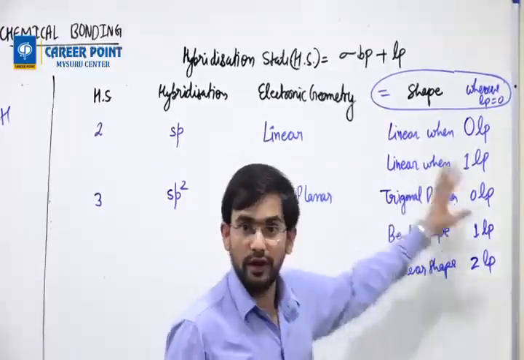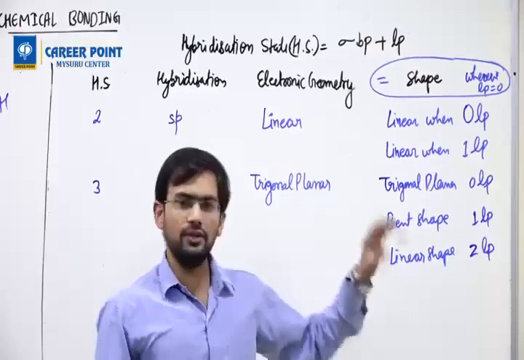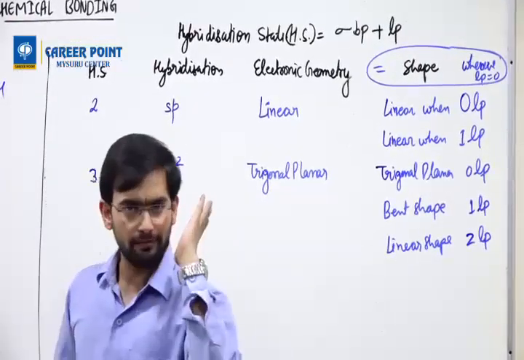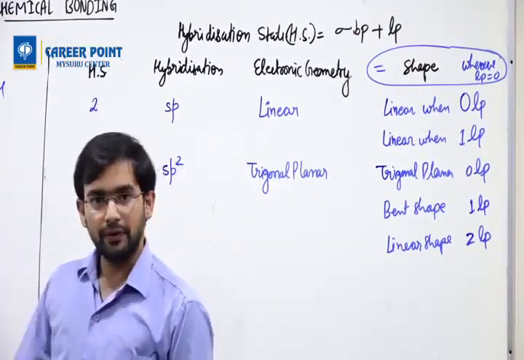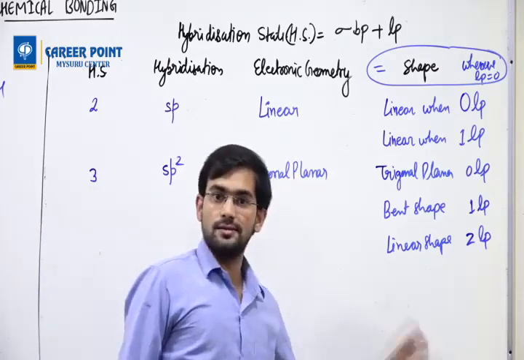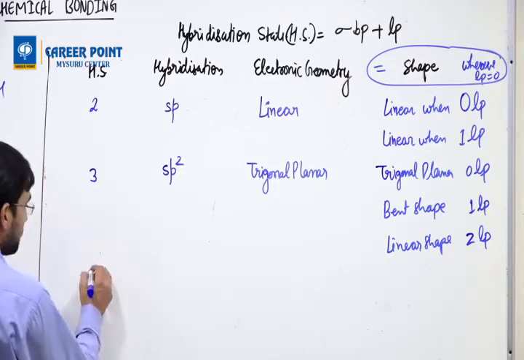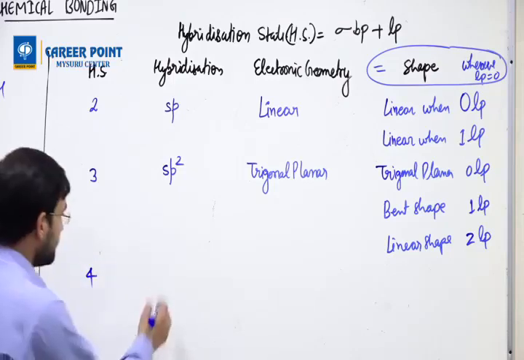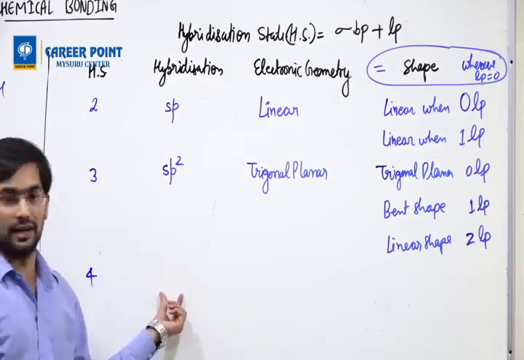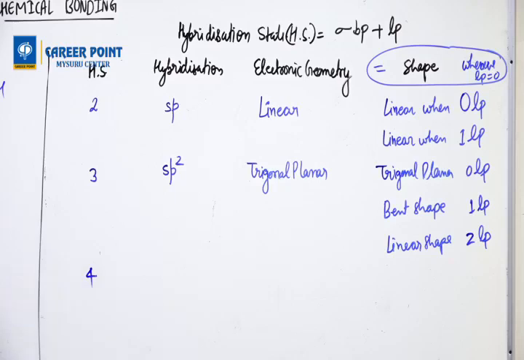If you memorize this, then you don't even have to draw the diagram. You can simply write it, provided you memorize exactly how I'm writing it. Then 4. What is the hybridization I should write for 4? Tell me.